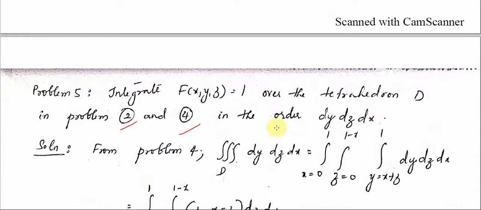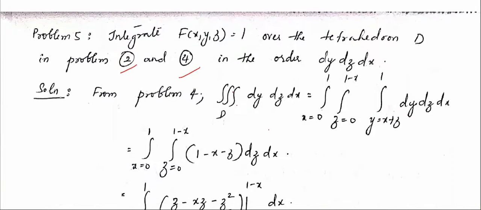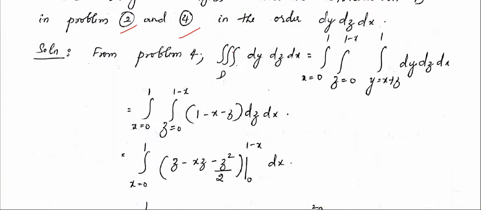Right, so x varies from 0 to 1, z varies from 0 to 1 minus x, and y varies from x plus z to 1, dy dz dx. Okay, so you can just integrate it. The dy integral is y, where the upper limit is 1 and the lower limit is x plus z, that is 1 minus x minus z. Now integrate with respect to z: the constant integral is z, the x integral is xz, the z integral is z square by 2. Limits vary from 0 to 1 minus x.